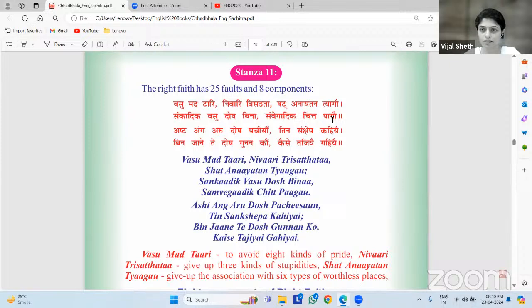Yeah, Chaitanya Prakash, you are saying something? I can't catch you. You can just type it in the chat if there is a question.